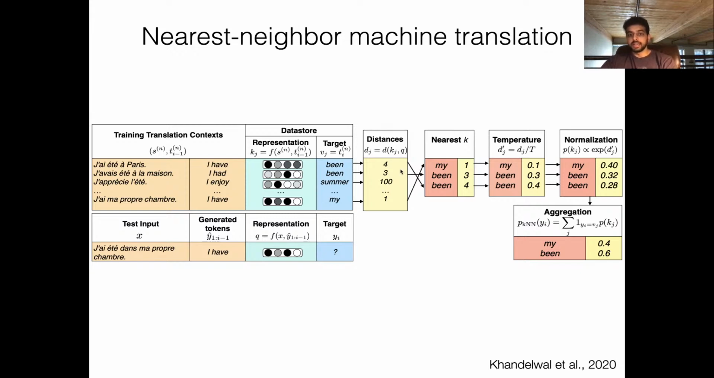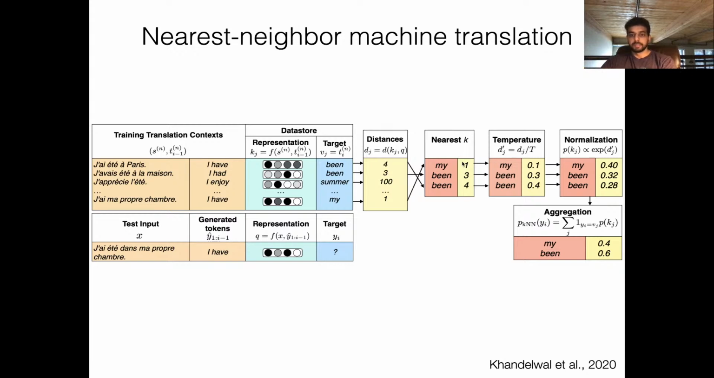So I'm going to take these top K most similar representations, look at the next word that they predicted, and I'm going to weight these nearest neighbors by the distance.